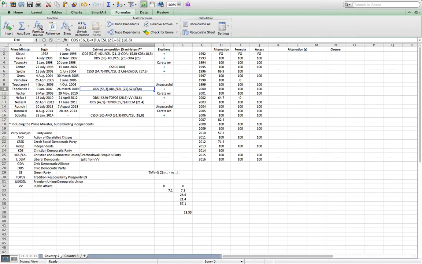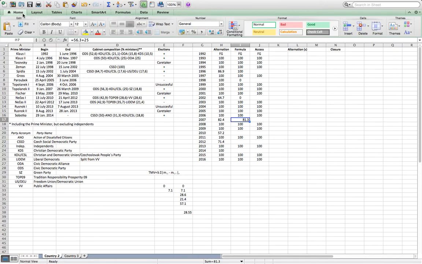But look at what happens in 2007. 2007, we have two parties that were together in government before, in 1996 and in 1992. So what we do is simply to add up the percentage of ministers for these two parties. So we add up 56.3 with 25. And we get 81.3, that is the score for formula.